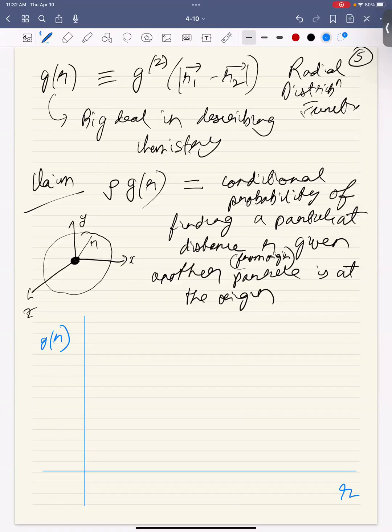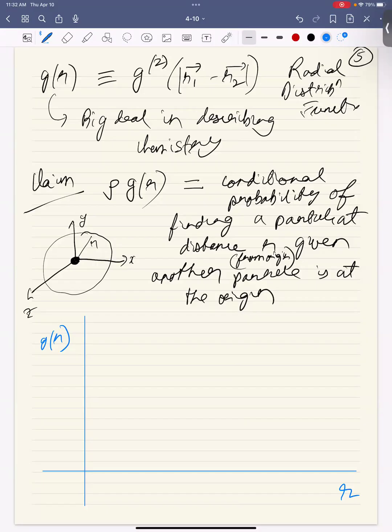If it's an ideal gas, wouldn't they all be spread out equally? Yeah, you don't care that there's something at the origin. You're ideal. You're like, I don't care. They will be spread out completely equal. So G of R for an ideal gas is going to be a flat line, and it should be equal to 1.